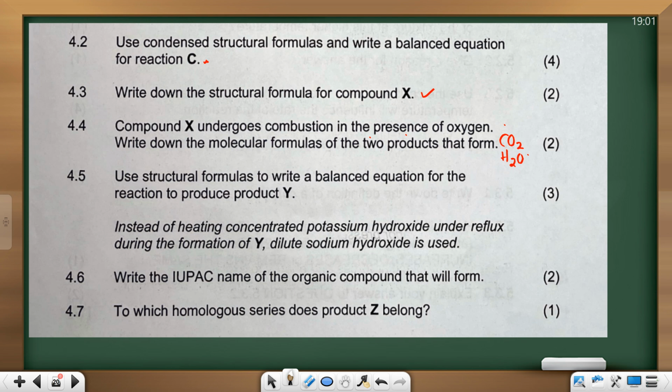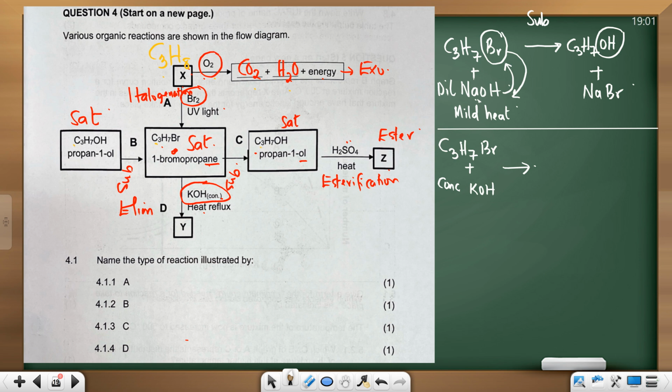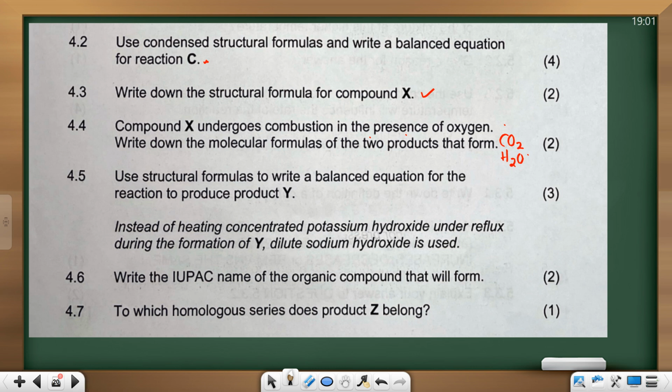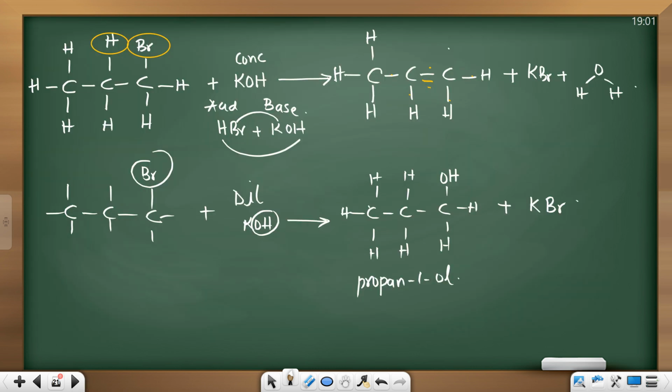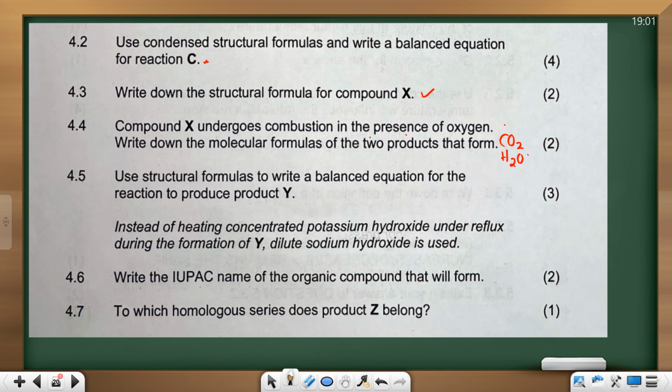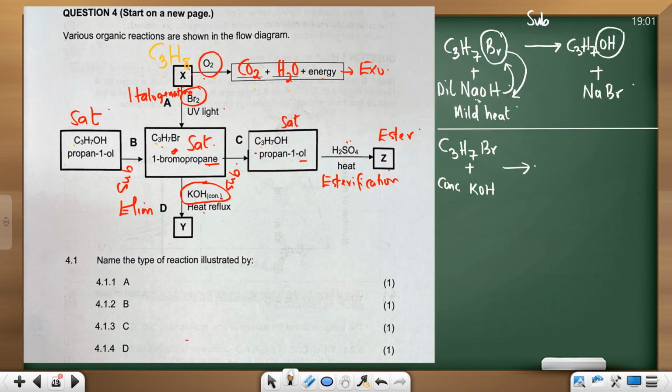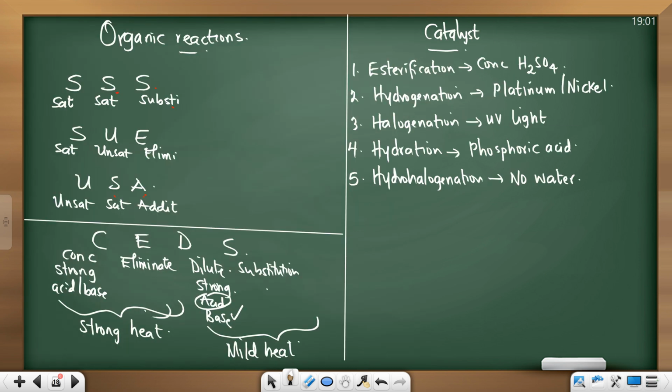We are all tired, including myself. To which homologous series does Z belong? Where is Z? That was answered when we were discussing. That's an ester. All right, guys, let's meet tomorrow. But I don't know if it makes sense, though. The whole thing makes sense. Look, to answer, what do you notice? That's the page. This is everything for question 4. Everything for question 4.